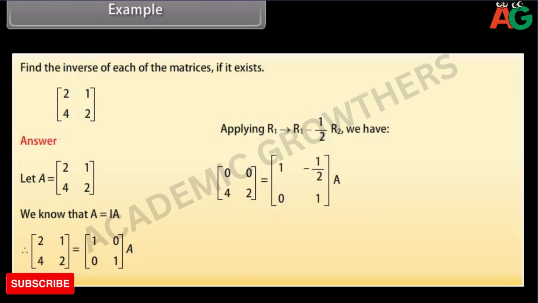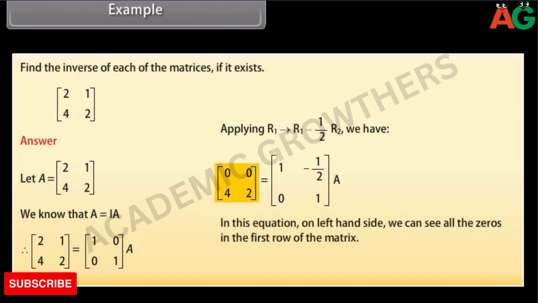[[0, 0], [4, 2]] is equal to [[1, -1/2], [0, 1]] into A. In this equation, on the left hand side, we can see all zeros in the first row of the matrix. Therefore, A inverse does not exist.